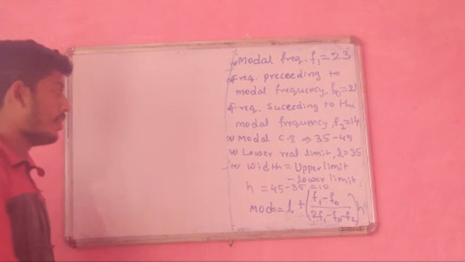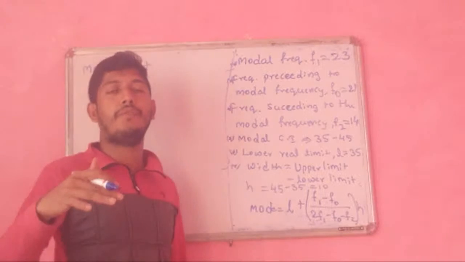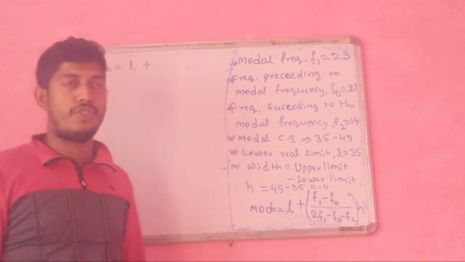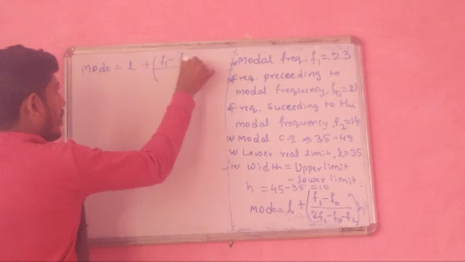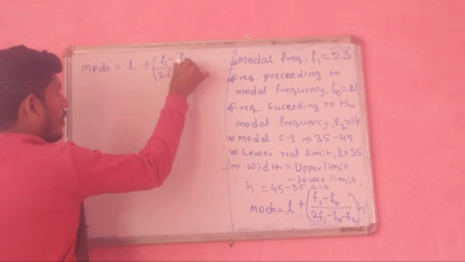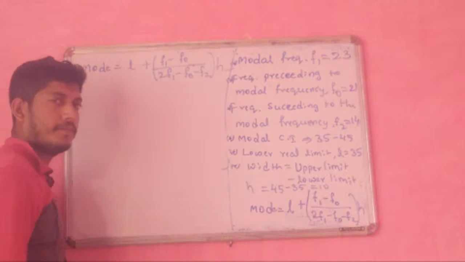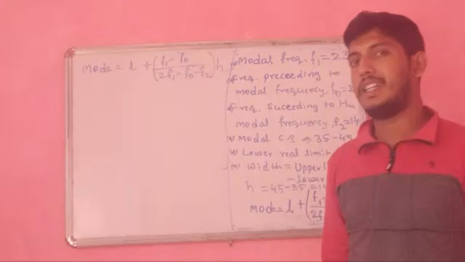Our formula is mode equals L plus (F1 minus F0) divided by (2F1 minus F0 minus F2), and we have to close the bracket, and after that we have to write h. So I will write once again here: mode equals L plus (F1 minus F0) divided by (2F1 minus F0 minus F2) into h. Okay, this is the formula to find out the mode of the data.